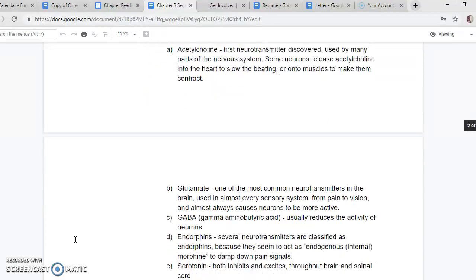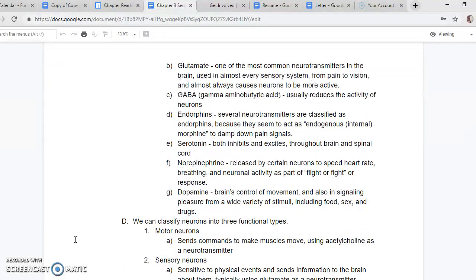Another neurotransmitter is glutamate, which is one of the most common neurotransmitters in the brain, and it is used in almost every sensory system from pain to vision, and almost always causes neurons to be more active. So then we have GABA, which is an acronym for gamma aminobutyric acid, which usually reduces the activity of neurons. Then we have endorphins. So there are several different types of neurotransmitters that are classified as endorphins because they seem to act as endogenous or internal morphine to damp down pain signals.